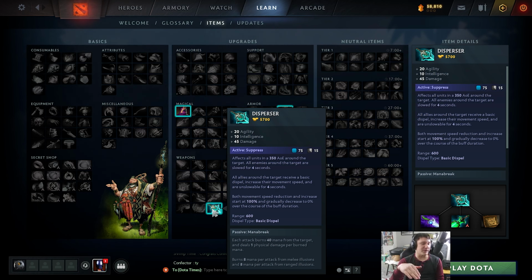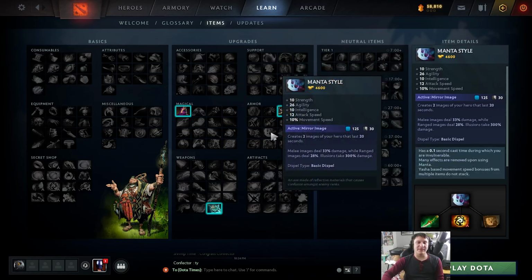The Dispel is just bonus. Now the Manta, one of the main reasons a lot of people buy the Manta is going to be for the agility gain and then the attack speed. In addition, the Dispel can be pretty dang useful.